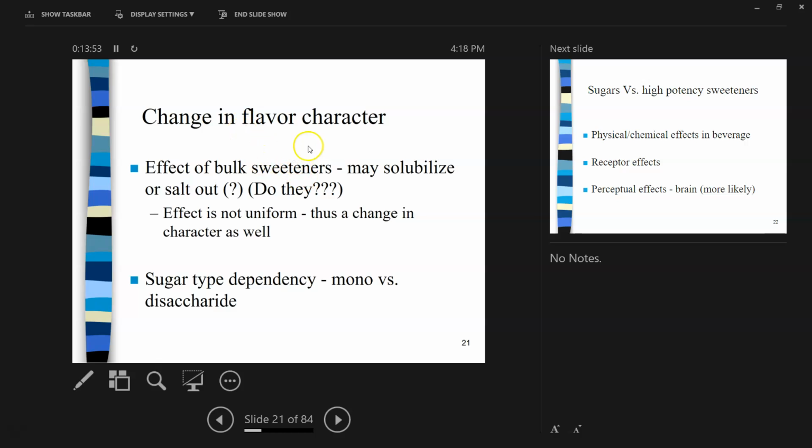If you look at bulk sweeteners, people have talked about this a great deal. Bulk sweeteners, I'm talking about sucrose, fructose, cornstarch, some of these kinds of things. They can certainly have an effect upon flavor materials that are released in season. They may solubilize flavors, make them more soluble so they stay in solution. So that's an indirect effect, making them a better solvent. Sugar water is maybe a better solvent. And one that we oftentimes hear about is salting out.